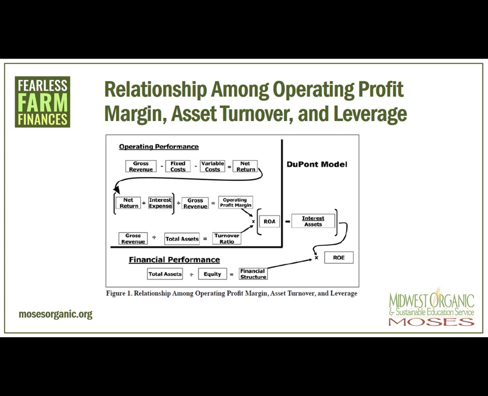So in this particular case, I'm not going to go over all the details, but we're taking our gross revenue minus our fixed cost minus our variable cost, and we're getting a net return. Then we can look at that net return plus our interest expense divided by our gross revenue, and that's our operating profit margin. Then we can look at our gross revenue divided by our total assets, and that's our asset turnover ratio. Then we can look at our rate of return on assets minus interest divided by our assets. And then our financial performance measure, which is total assets divided by equity. And we look at our rate of return on equity.